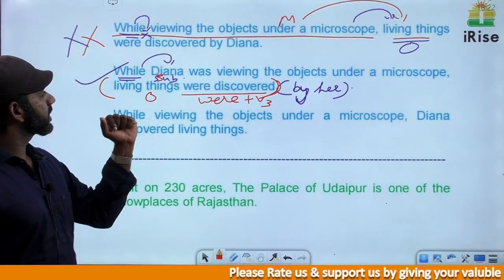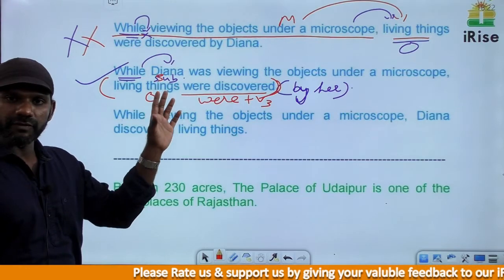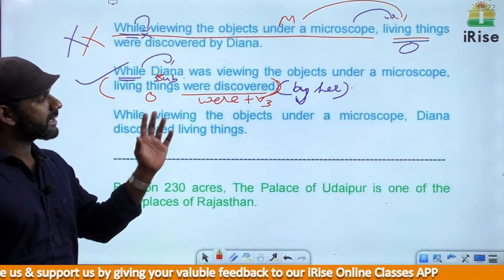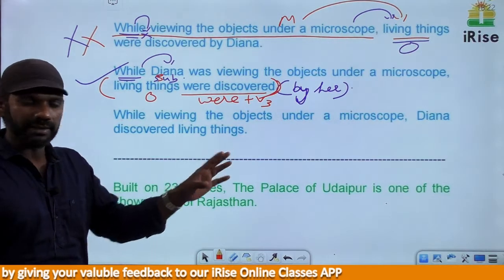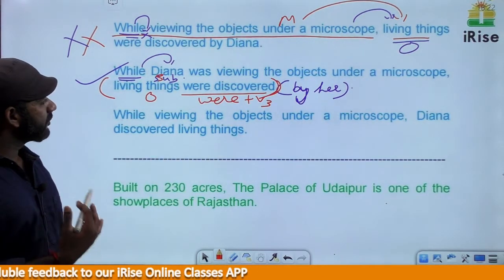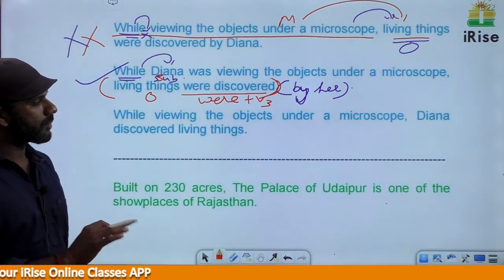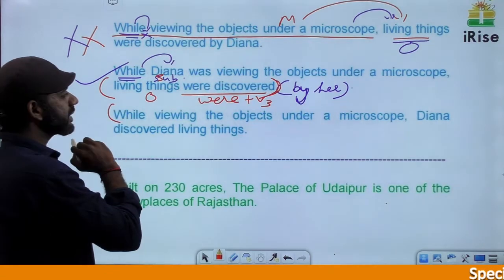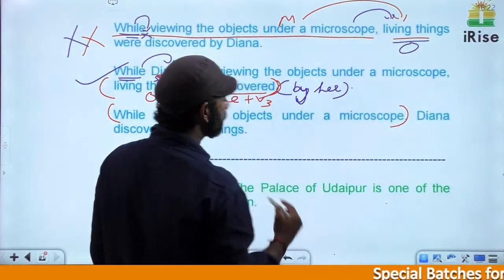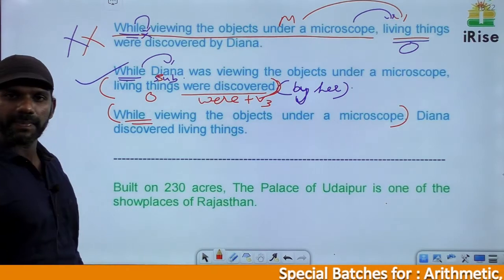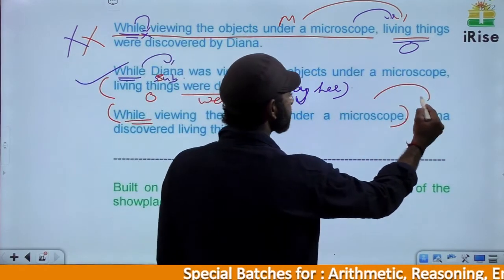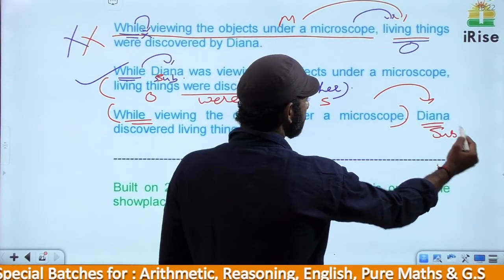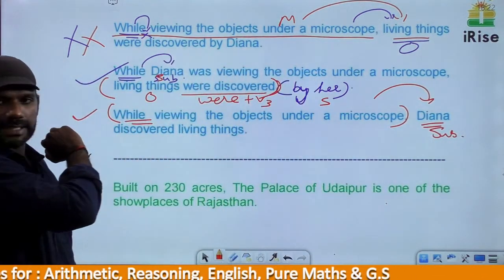So in this sentence, we have the subject Diana immediately after while. We'll frame the same idea with the subject Diana immediately after the clause containing while. Come to the next one. While viewing the objects under microscope, Diana discovered living things. While viewing the objects under microscope is a clause containing while, and immediately after it, we have the subject Diana. Exception with adverbial modifiers, completely fine, grammatically correct.